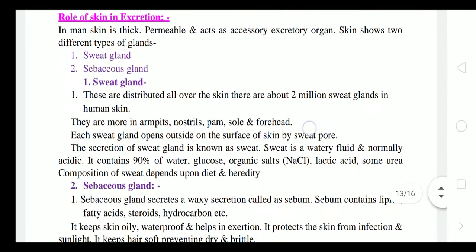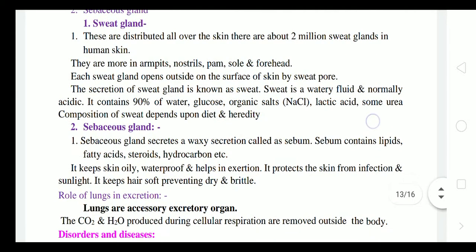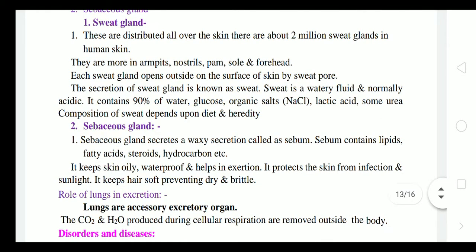Role of skin in excretion. The skin is thick, permeable, and acts as an accessory excretory organ, where the skin shows two different types of glands: sweat glands and sebaceous glands. Sweat glands are distributed all over the skin, and there are about 2 million sweat glands in the human skin. They are more in the armpits, nostrils, palms, soles, and forehead.